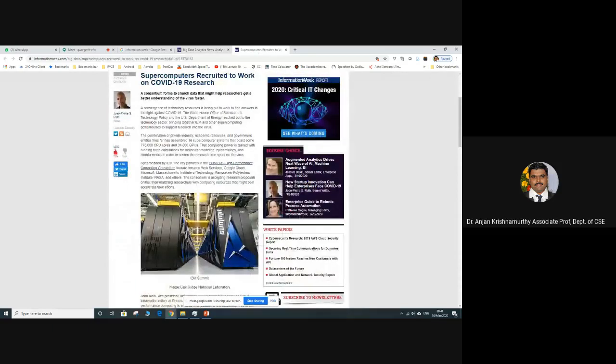If you open this particular link, you can see IBM's Summit, which is the latest supercomputer of IBM, right? It has 775,000 CPU cores and 34,000 GPU systems integrated with it, which is being put up for solving the COVID-19 High Performance Computing Consortium research, which includes Amazon Web Services, Google Cloud, Microsoft, MIT, and other key players in the US who are trying to solve this pandemic of COVID-19, right? These are the direct applications of big data analytics, right?